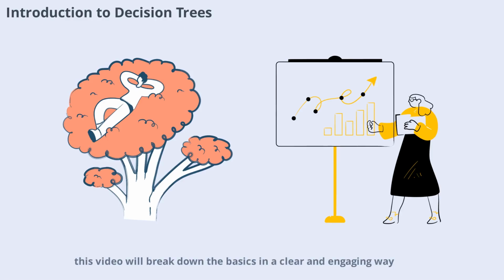We'll start by introducing decision trees, a popular method for visualizing decisions and their possible outcomes. Then we'll dive into rule-based systems, which use logical rules to reach conclusions. By the end, you'll understand the strengths and uses of both approaches.